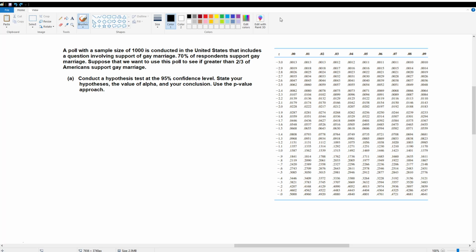So for this one, go ahead and take a moment to work it out, pause the video, and then we will go over the answers. We want to state our hypotheses, so we have our null and our alternative. We're testing to see if greater than 2/3 of Americans support gay marriage in this given poll. This was actually a Gallup poll from, I believe, 2019. I wouldn't be surprised if the numbers were higher since then.